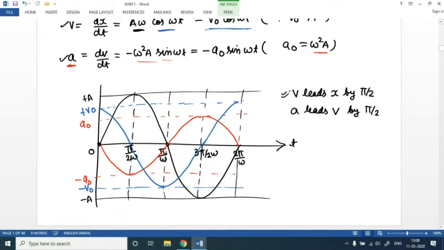This simply means that whenever we have the particle at mean position, the speed would be maximum, and when the speed would be 0, the particle would be at either of the extreme positions.